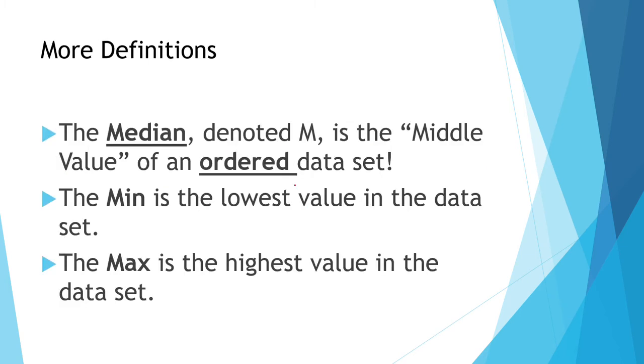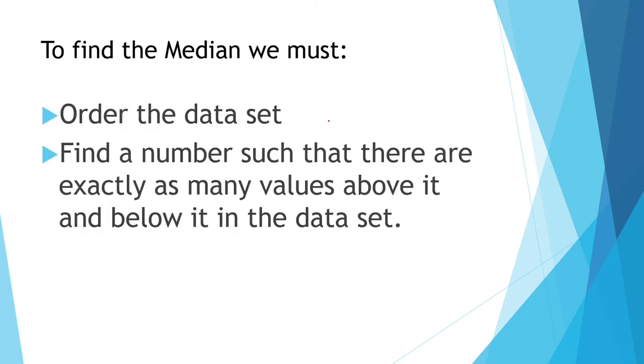The median, denoted with the letter M, is the middle value of an ordered set. The minimum is the lowest value in the data set, and the maximum is the highest value in the data set. In order to find the median, we must first order the data set from small to big. Then we have to find a number such that there are exactly as many values above it and below it in the data set.